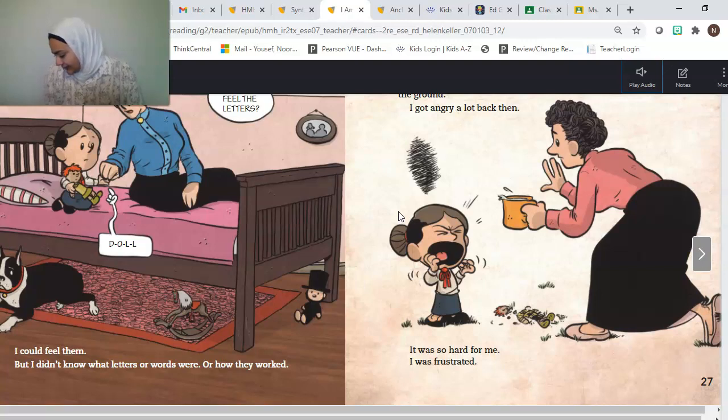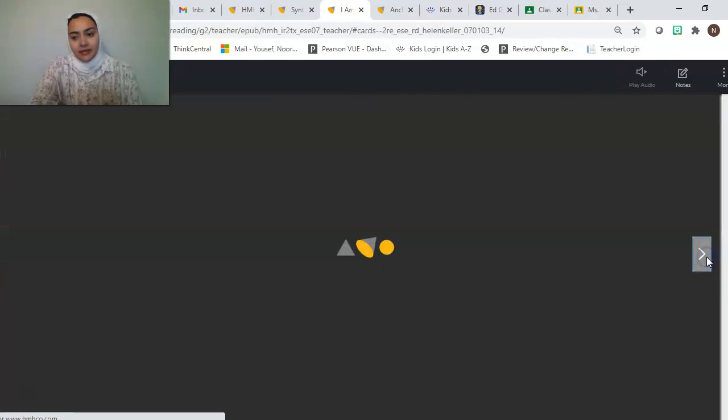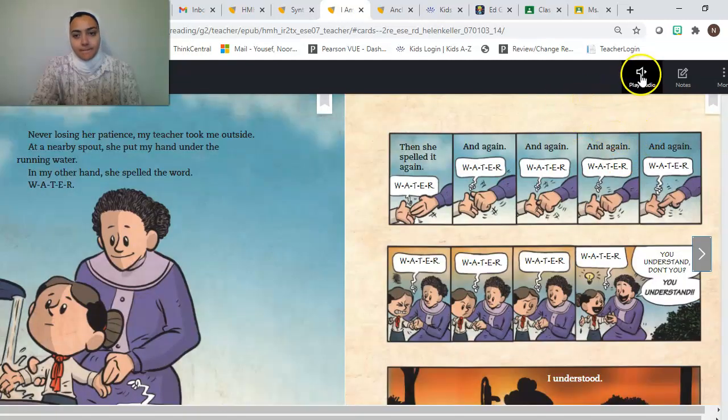What do you think Helen means when she says that she and Miss Sullivan were arguing? Maybe that Miss Sullivan couldn't understand her, right? And she couldn't understand Miss Sullivan, and they both got really frustrated with each other, and it caused her to become angry and maybe destroy her doll.